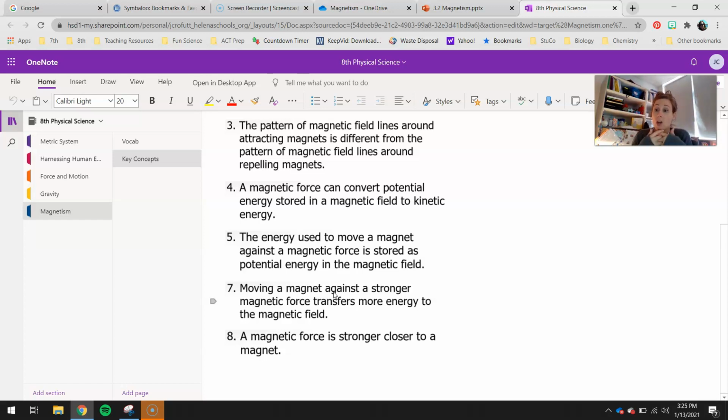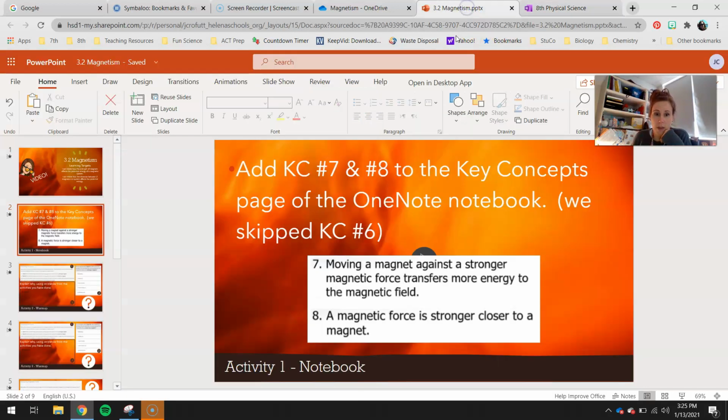So if you're going with that natural motion, you're going with the force. If you're moving two attracting magnets further apart, you're going against what they want to do. Or moving two repelling magnets closer together, you're going against what they want to do, or against their magnetic force. Okay, so that's what we're going to be focusing on with this one.